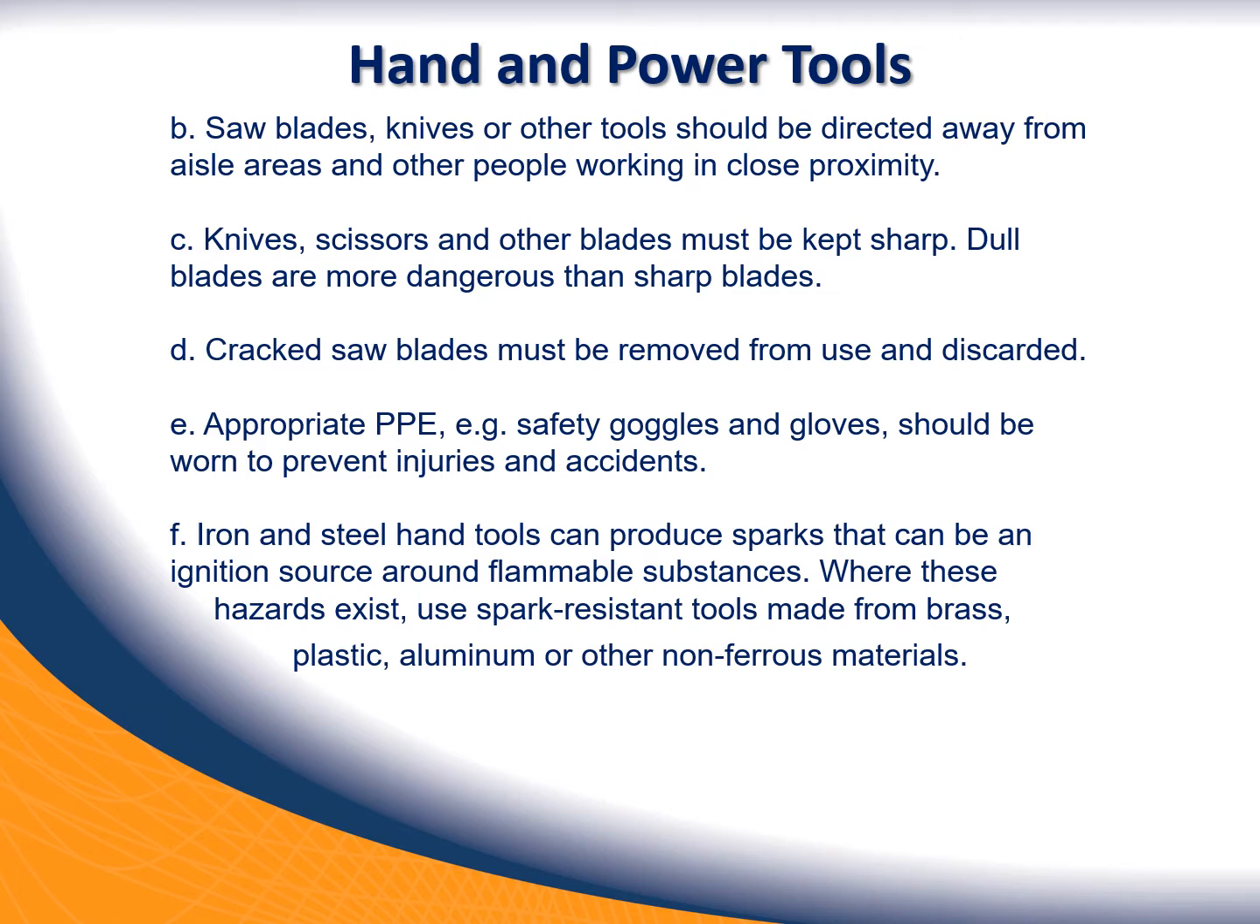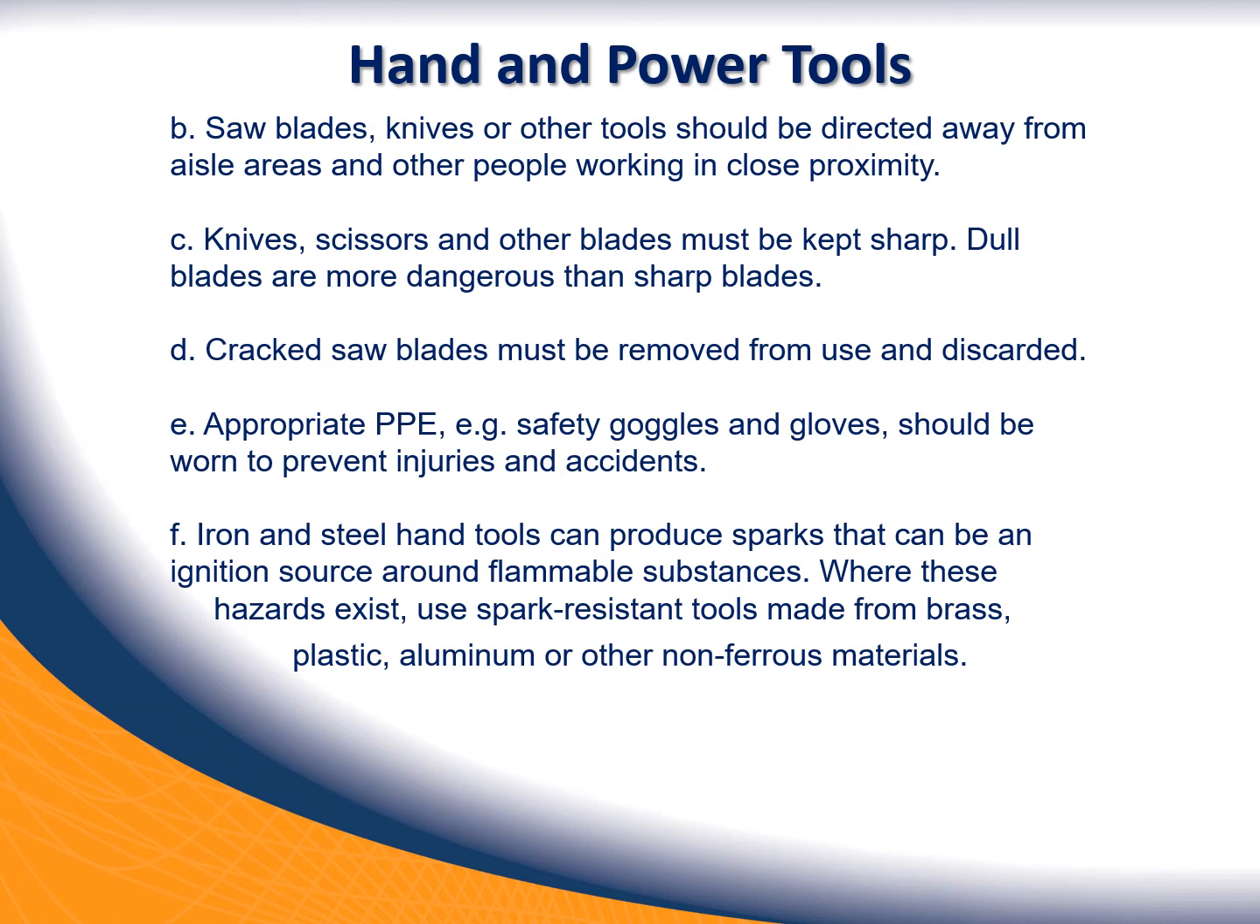Some more examples of things that you need to make sure are in decent shape when you're using them. Saw blades or knives should be used away from you rather than towards you, just like you learned in the Boy Scouts. Knives and scissors and blades should be kept sharp because it's safer to use a sharp blade than a dull blade.